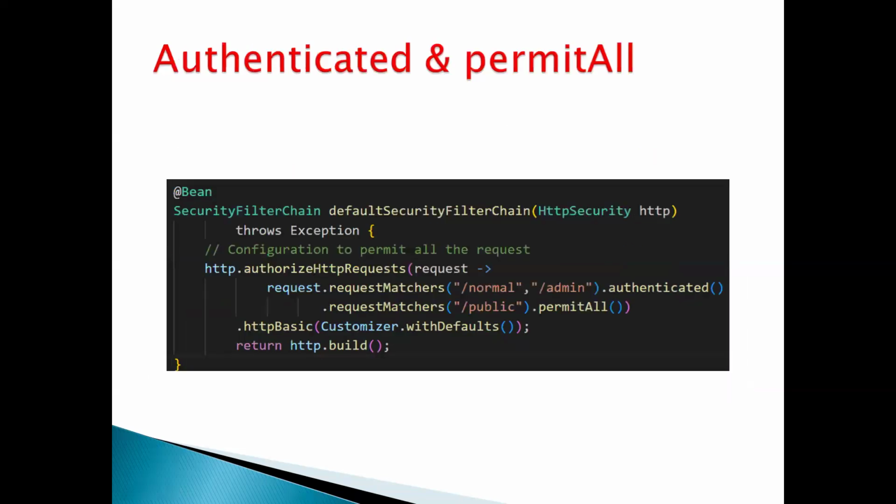Now the next one is authenticated and permitAll together. Now see here, customization will come under the request. We have a method called requestMatchers. If the URL starts with normal or admin, I want to make it authenticated. If it is public, I want to permitAll. Now tell me, for authenticated, do I need to provide username and password for these two URLs or not?